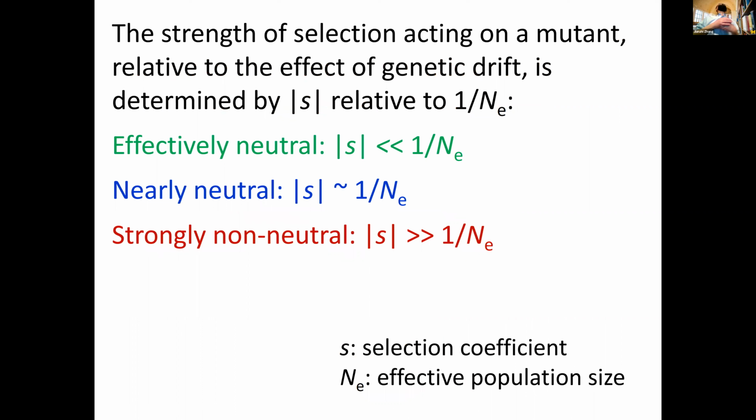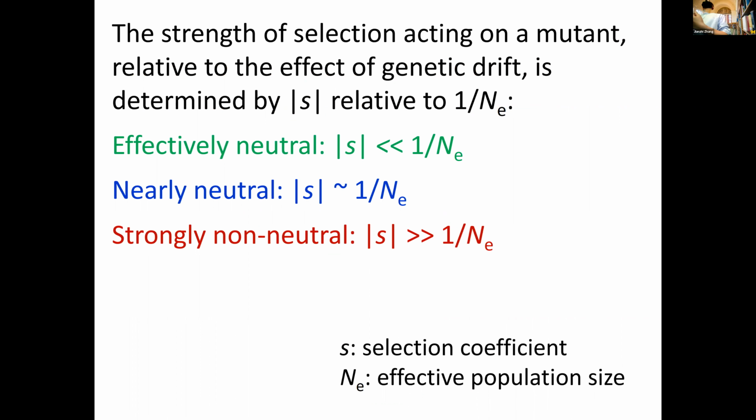Okay, so before I talk about this, let's first make sure that we're on the same page on some of the terms. So I said it's strongly non-neutral. What does that mean? In population genetics, we talk about a mutation or mutant being neutral or non-neutral relative to the effect of drift. And the effect of drift is measured by 1 over effective population size, 1 over NE.